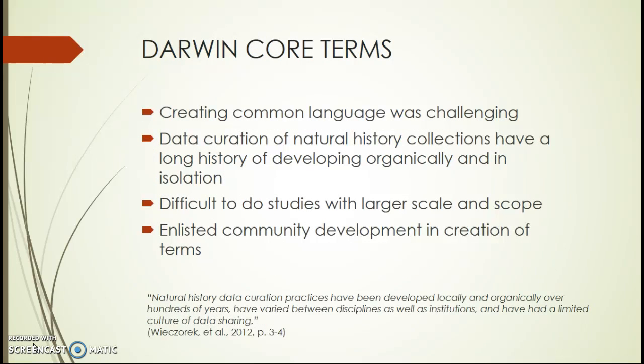Creating a common language for biodiversity data was challenging because natural history data curation practices have been developed locally and organically over hundreds of years, have varied between disciplines as well as institutions, and have had a limited culture of data sharing. This can make broad-scale research difficult. Darwin Core developers address these problems by engaging the biodiversity community in the creation of a common set of terms for data description.